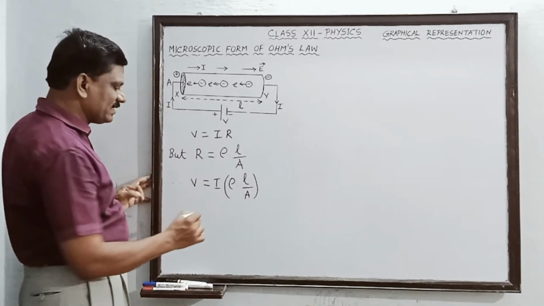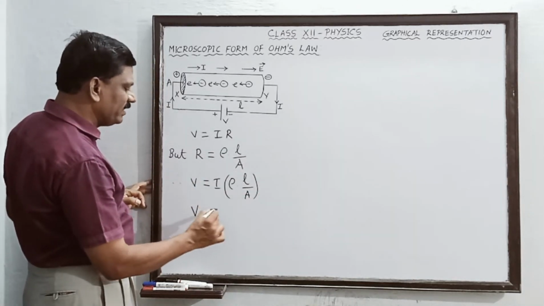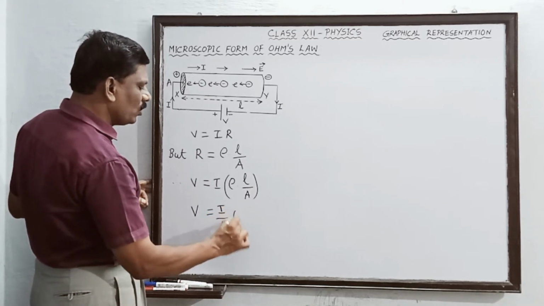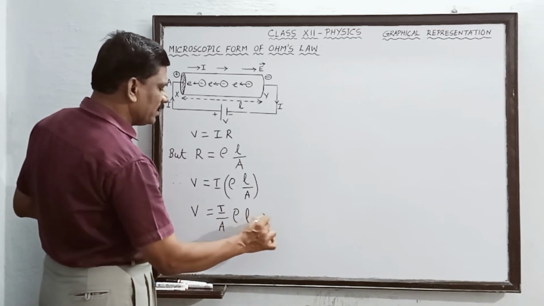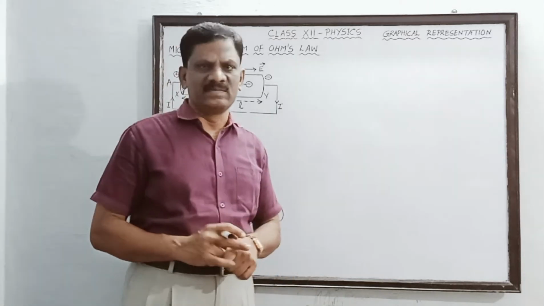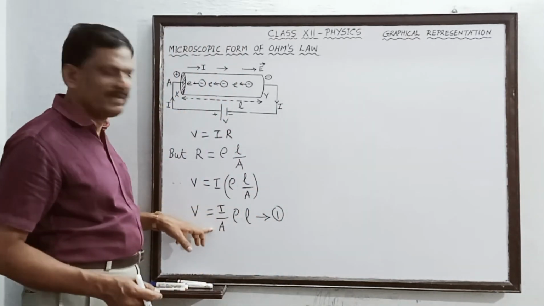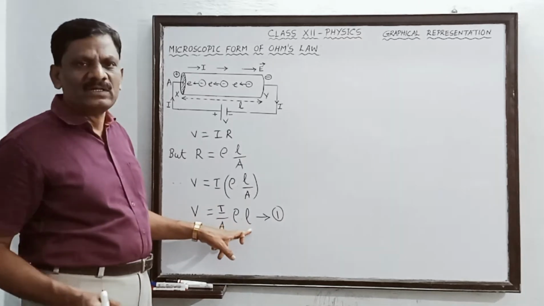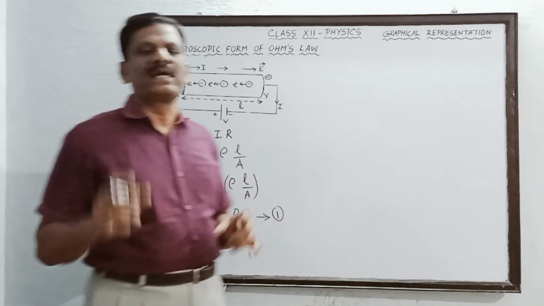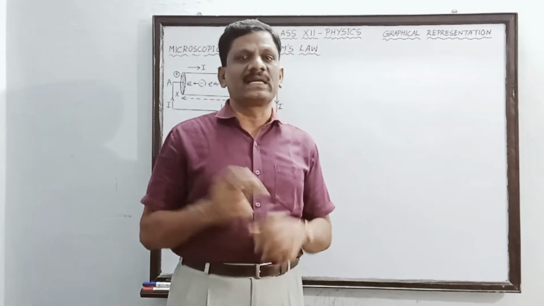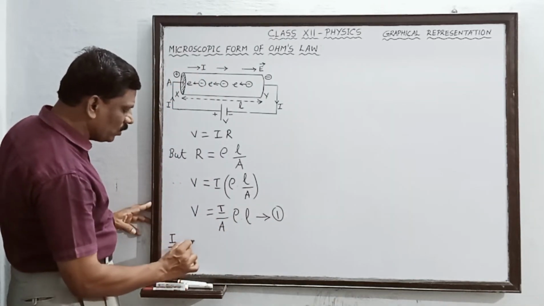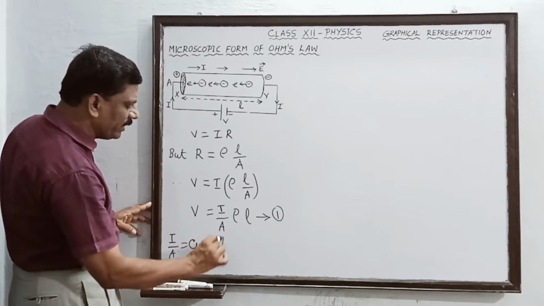This I will readjust again. V is equal to I divided by A into rho into L, and this is equation 1. I have just distributed the terms in a different pattern so that the first one is I by A multiplied by rho into L. This I by A is called the current flowing through unit area, current per unit area.